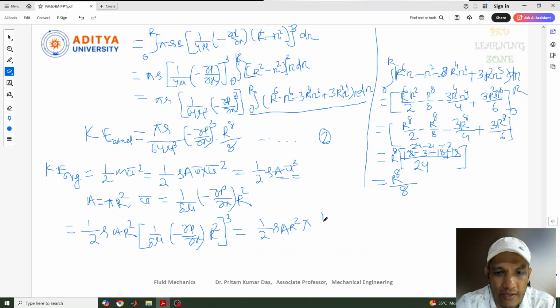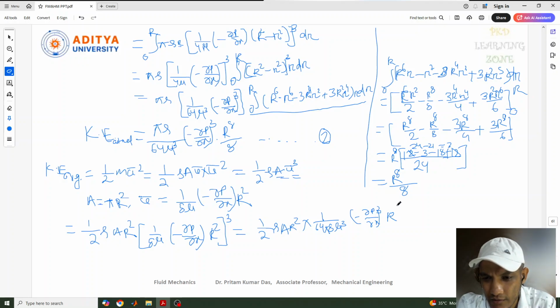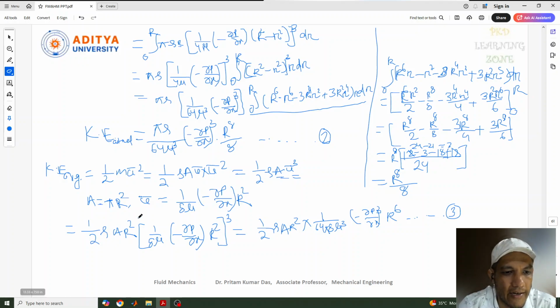So that means we can write 1 by 64 into 8 mu q, and the remaining terms are there. What is that? That is minus del p by del x whole q and r square, and this is r to the power 6, 2 into 3. So we'll get this value. This one we can call equation 3. So this is the average kinetic energy.